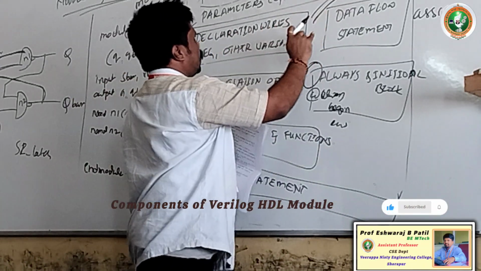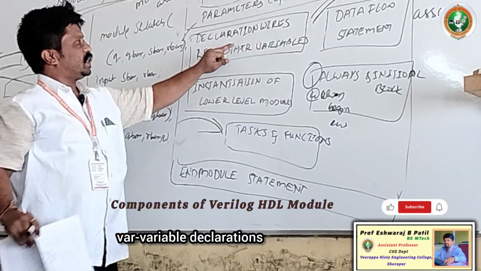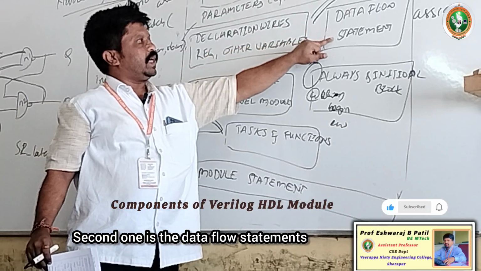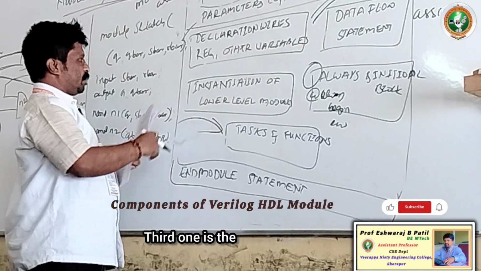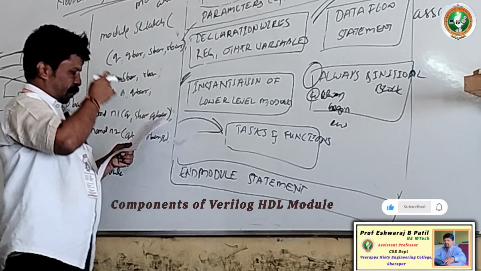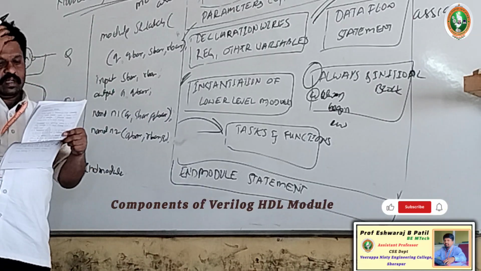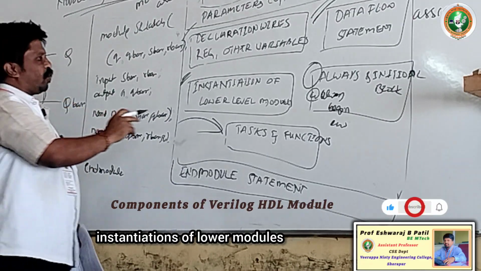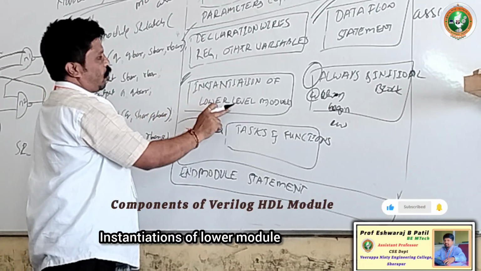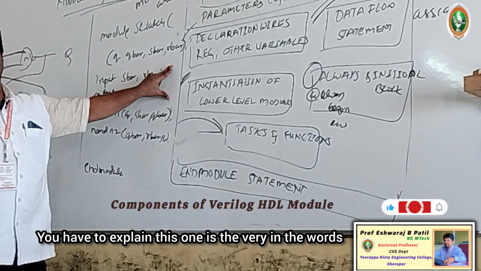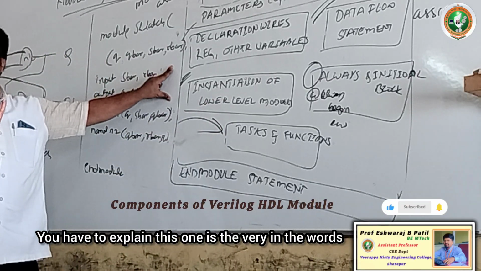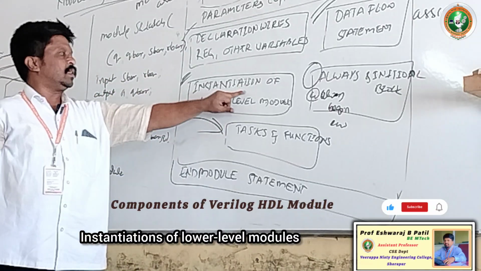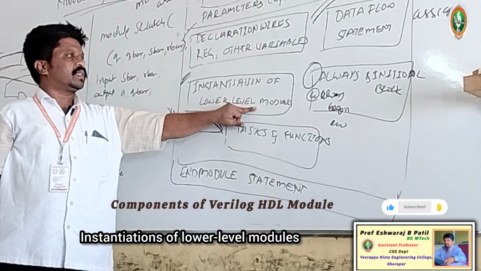First one is the variable declaration. Second one is the data flow statements. Third one is the instantiations of lower level models. You have to explain this one in your own words, that's it. Nothing else. Instantiations of lower level models.